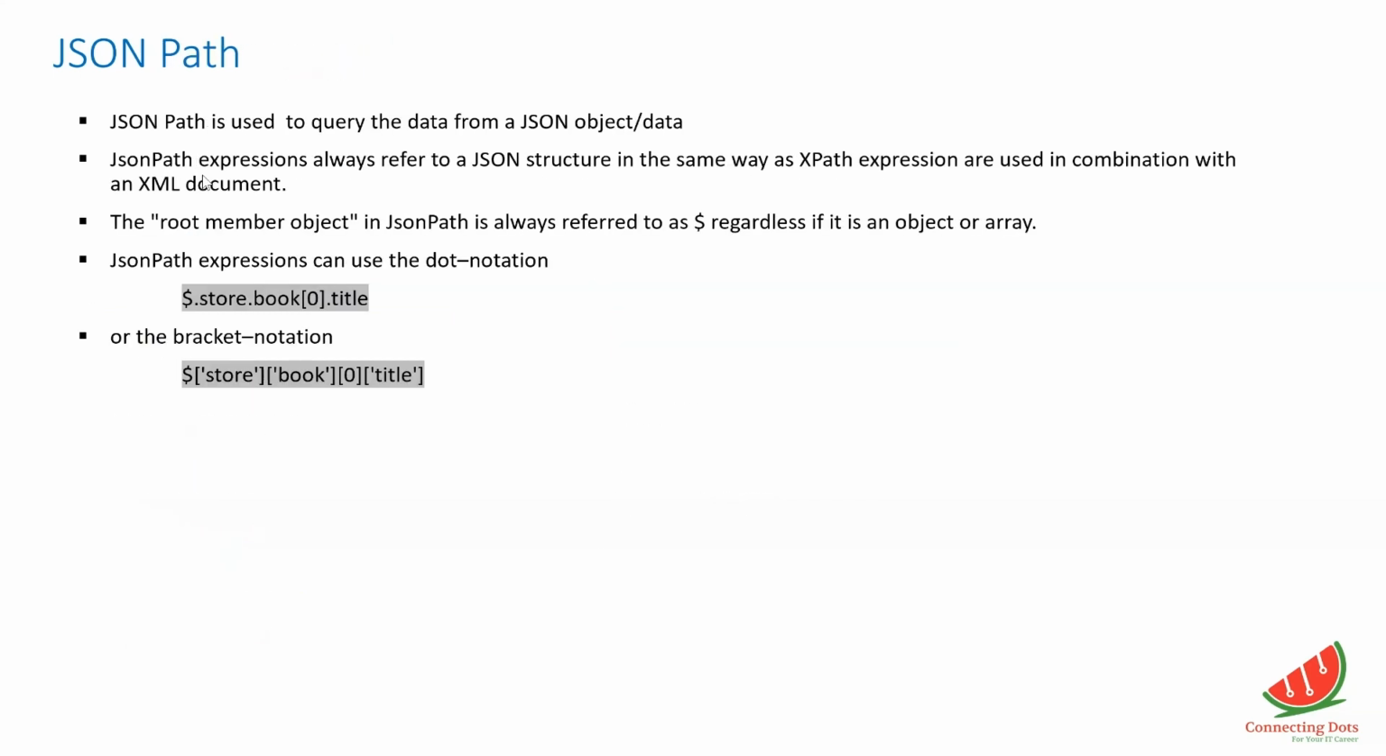But for now, let's see what the JSON path is. JSON path is used to query the data from a JSON object or data. When we get the list of JSON objects, from those objects you are going to fetch a particular attribute or a particular object, or the data of a particular user, or more than one user. So you are going to use this JSON path. It's the same as XML as well.